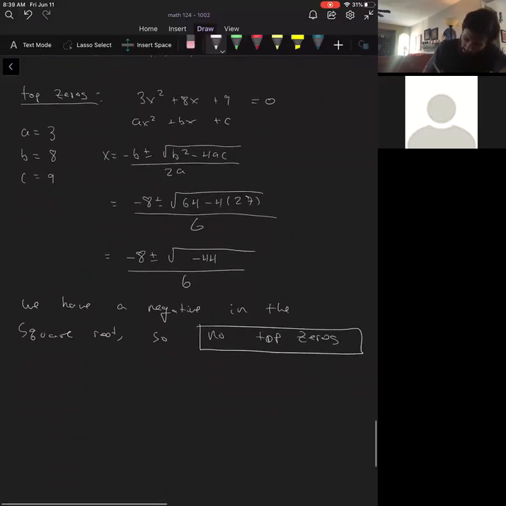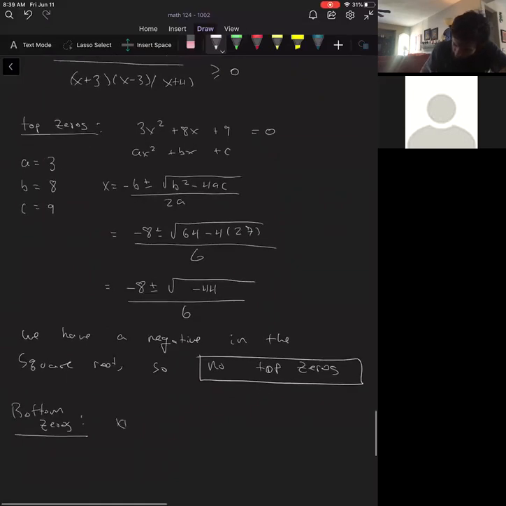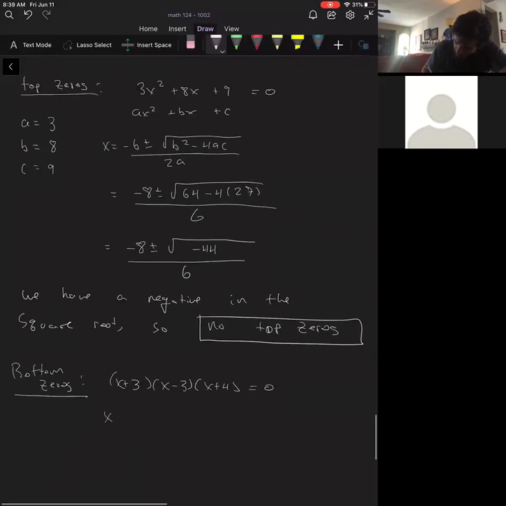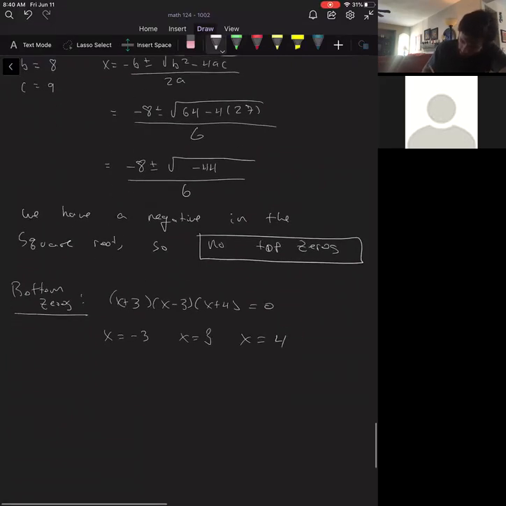So let's try to find our bottom zeros now. The bottom: x plus 3, x minus 3, x plus 4 is equal to 0. So we get x is equal to minus 3, x is equal to 3, we don't need to write the positive sign, and x is equal to 4. So let's put all of our zeros onto the number line. In this problem, all we have are bottom zeros, so everything gets open circles, because bottom zeros always get open circles.